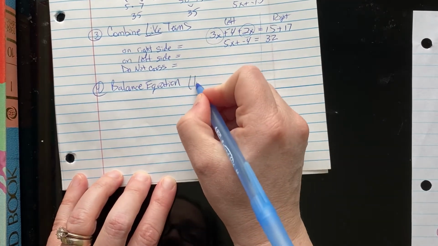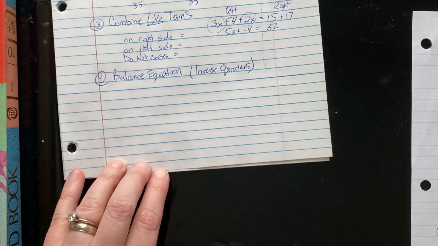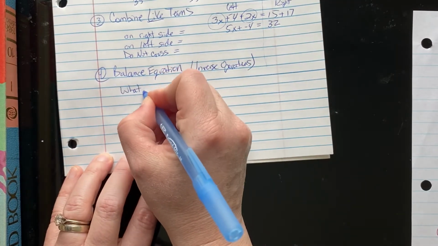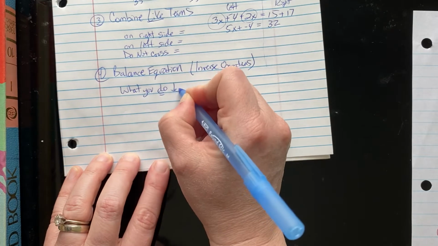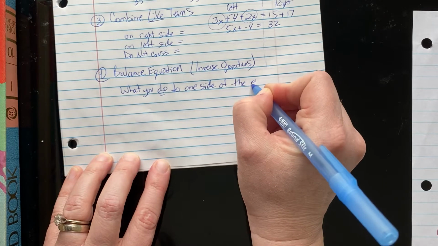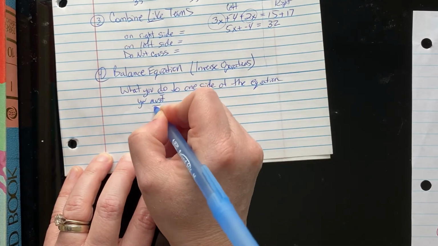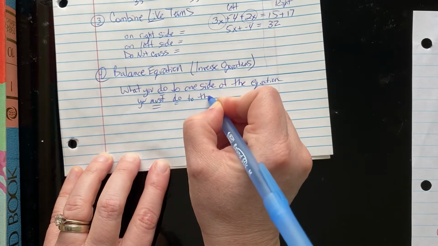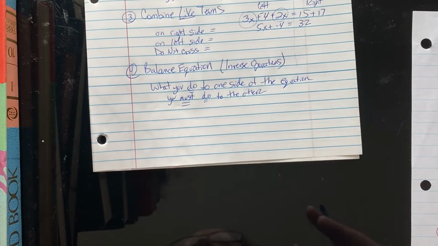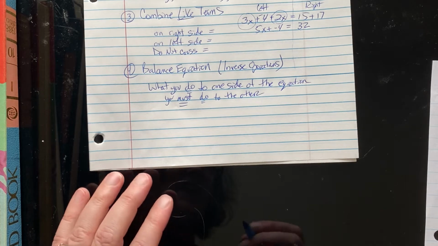This is where we're going to use those inverse operations. And this is that golden rule of mathematics: what you do to one side of the equation, you must do to the other. This is a rule that just keeps getting added to and becomes more and more complicated as we move on through math, but the idea remains the same.